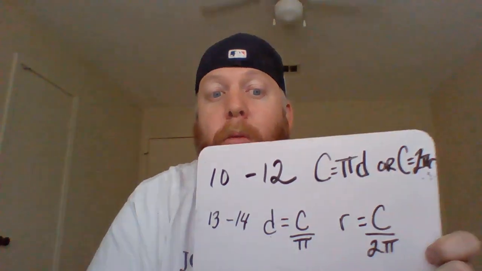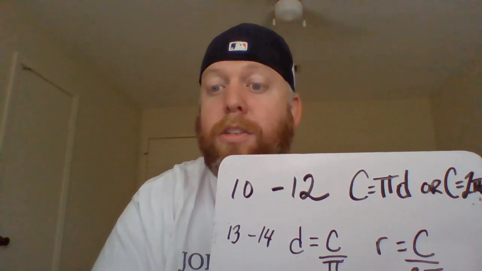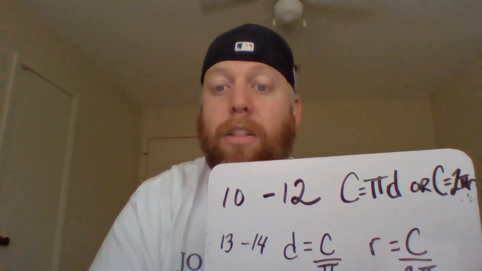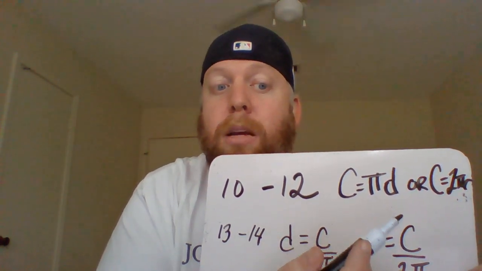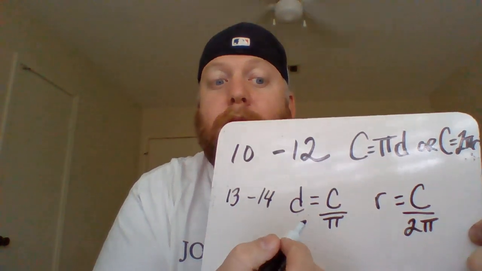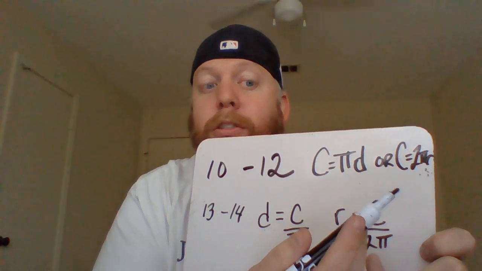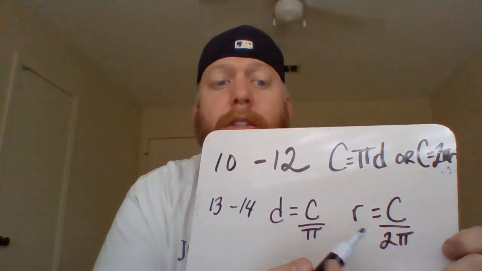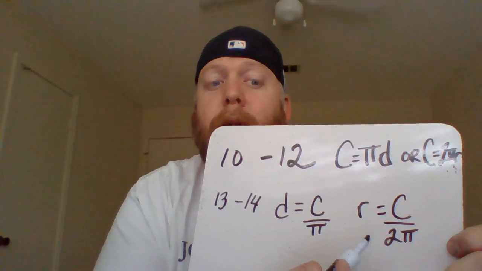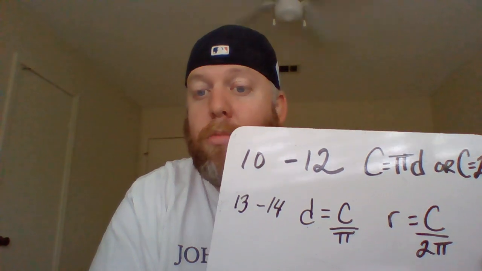All right. For number 13 and 14, you need to know how to find the diameter given the circumference and how to find the radius given the circumference. So if the circumference is equal to pi times the diameter, then the diameter is equal to circumference divided by pi. And if circumference is equal to 2 times pi times r, then the radius is equal to the circumference divided by 2 times pi. Okay, we knew that from literal equations in algebra.